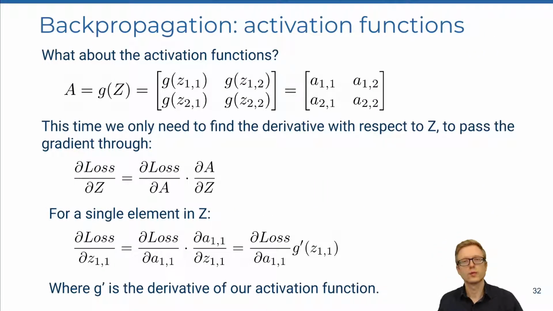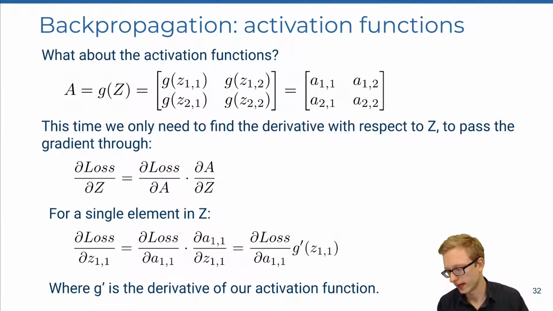Now that we can calculate partial derivatives with respect to all parts of our linear transformation, there's only one component that's missing in order to perform a full backpropagation through our multi-layer neural network. And that's how to handle activation functions. Now, activation functions are generally applied element-wise. So we can write them out like this.